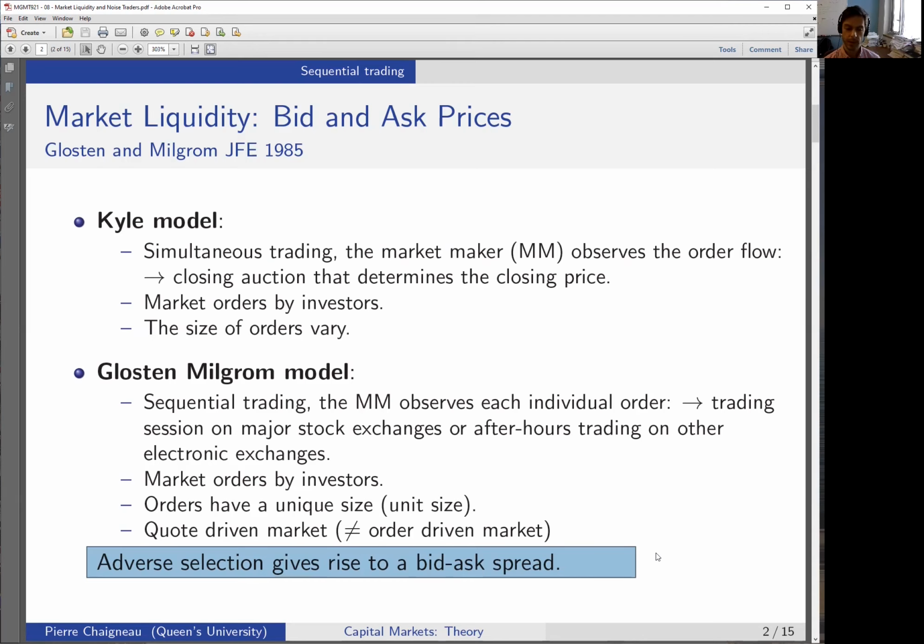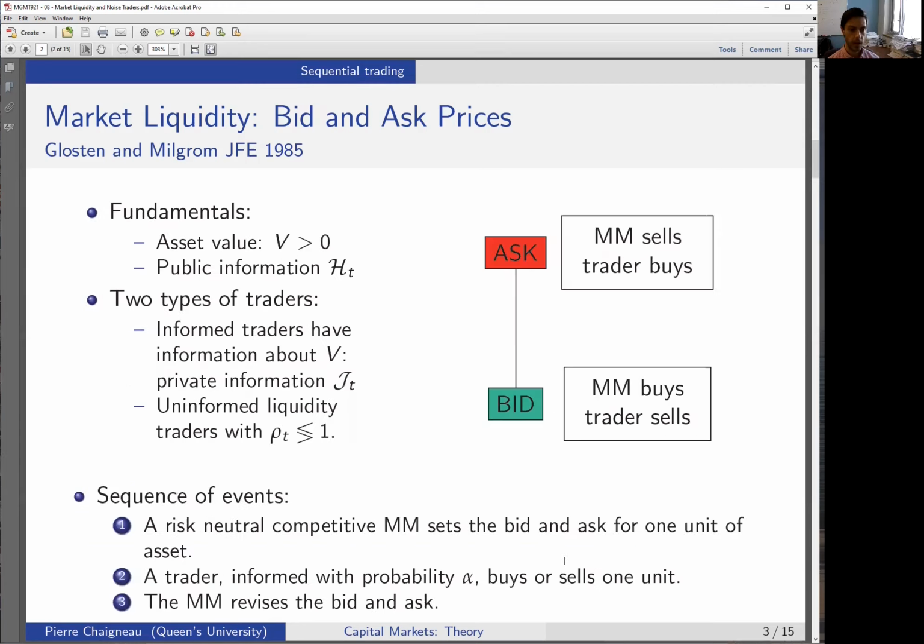The fact that when you trade in financial markets, the price at which you will be able to sell the asset would be different from the price at which you'll be able to buy the asset. And this is precisely because of asymmetric information and the fact that traders have information that market makers do not possess. Okay, so let's try to understand how this works.